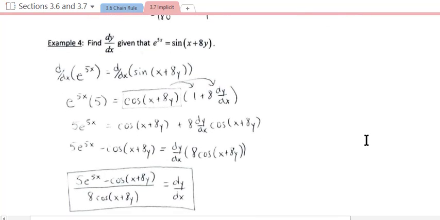Here's another example that involves e's and trigs. So again, I'm taking the derivatives like I always would, but whenever I get to the derivative of y, I multiply by dy/dx. On the left-hand side, I only have x's. The derivative of e is itself times the derivative of its exponent, because that is its inside, so that's 5e to the 5x. On the right-hand side, however, I have the chain rule.